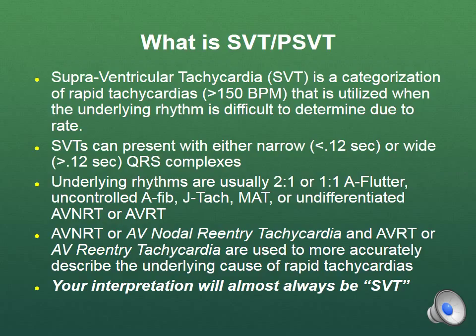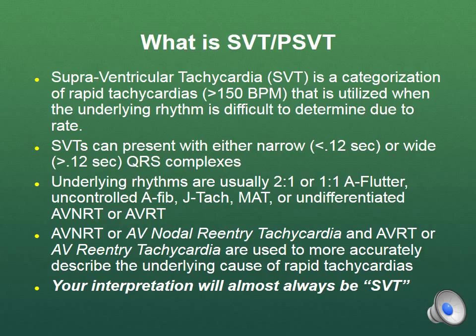So AVNRT stands for AV nodal reentrant tachycardia, and AVRT stands for atrioventricular reentry tachycardia. These are terms that are used more accurately to describe what the underlying cause of a rapid tachycardia is. So unfortunately, most of the time in the pre-hospital setting, our interpretation is generally going to be SVT, but we need to be familiar with these terms and what we're really looking at whenever we see a supraventricular tachycardia in the field.